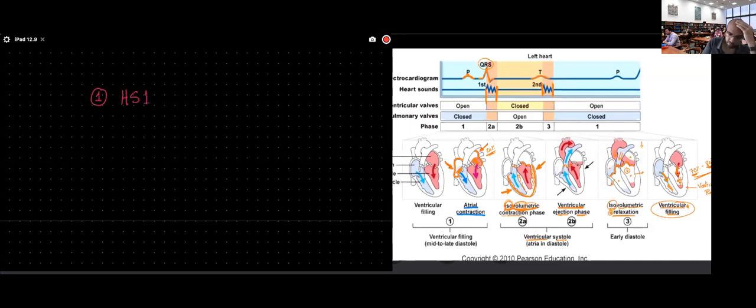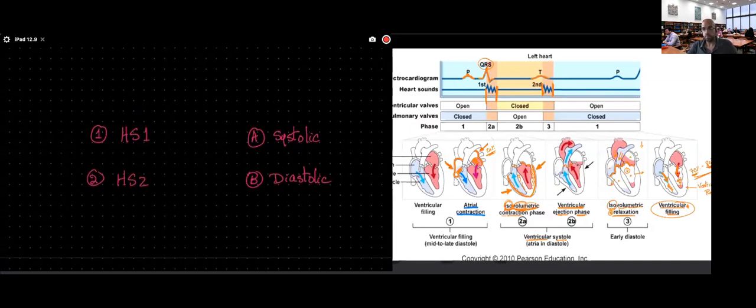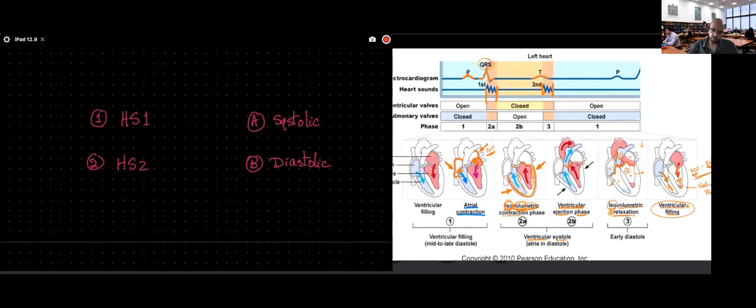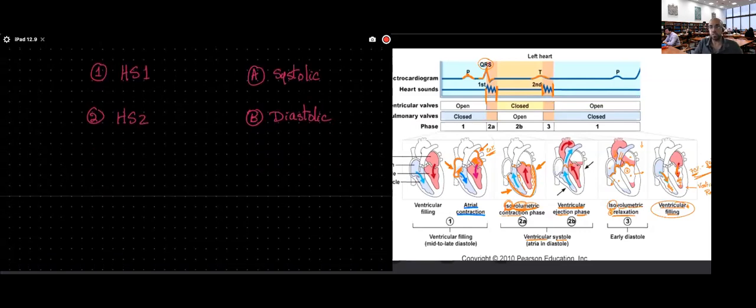First heart sound: A is systolic, B is diastolic. And this is going to be the second heart sound. What do you think? Will the first heart sound be systolic or diastolic?